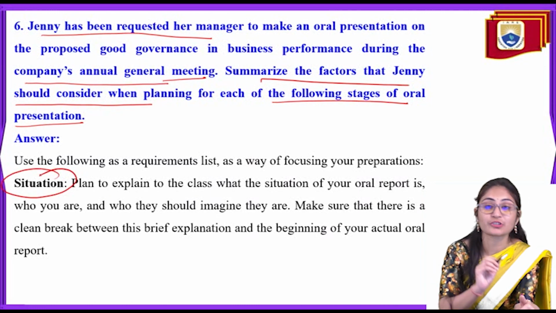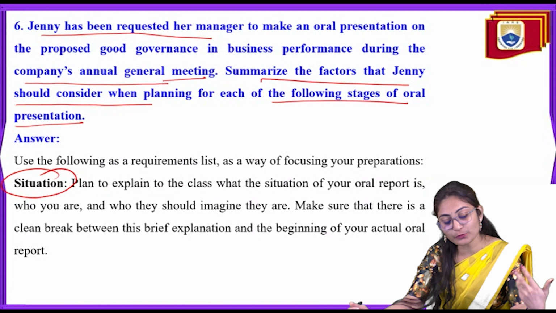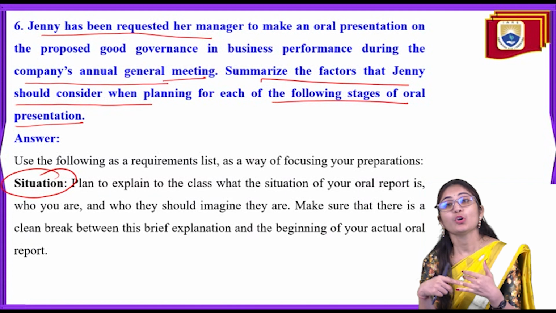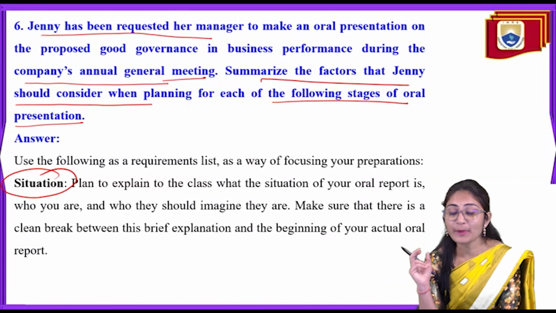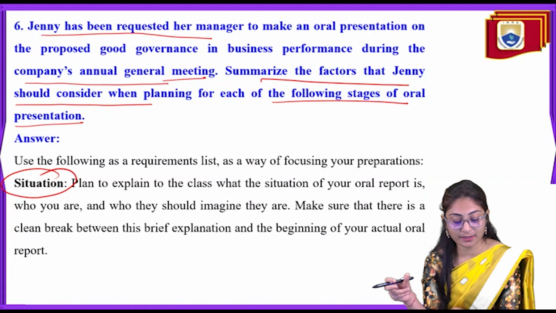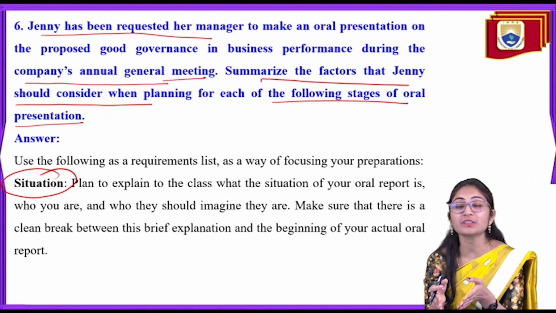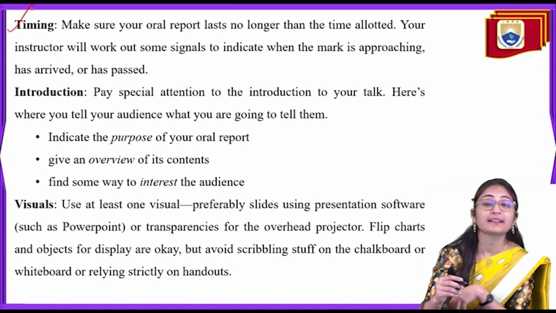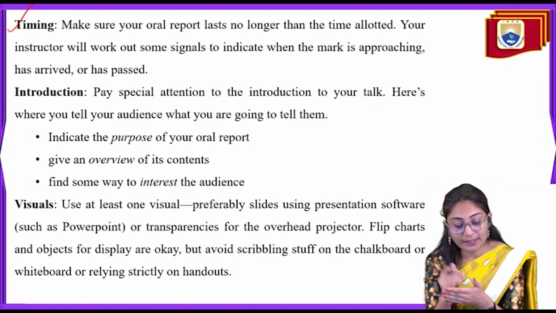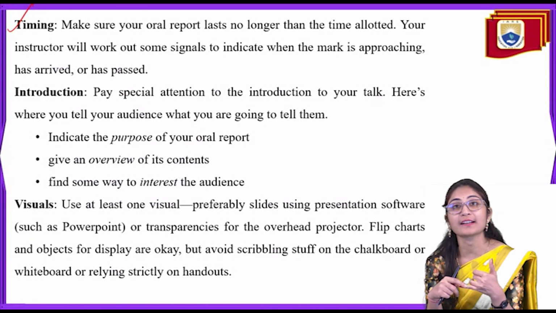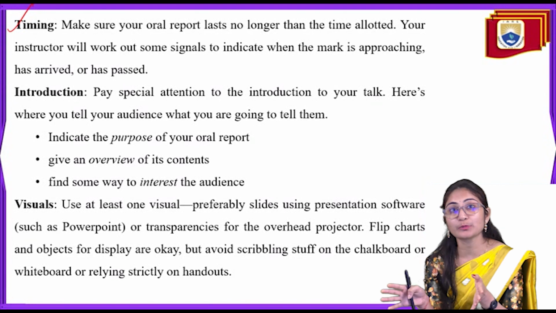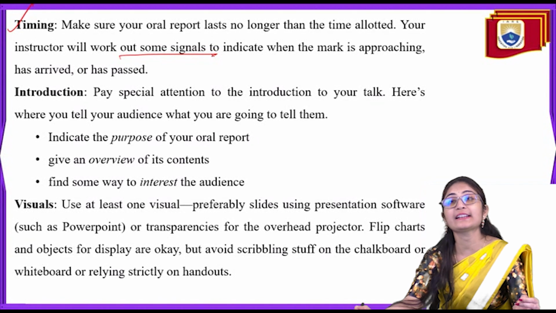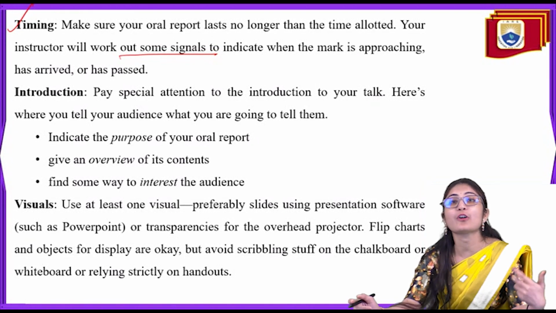First, you have to check for the situation. Plan to explain to the class what the situation of your oral report is, who you are, who they should imagine they are. Make sure that there is a clean break between the brief explanation and the beginning of your actual oral report. Then next one, timing. Here you have to make sure your oral report lasts no longer than the time allotted. Your instructor will work out some signals to indicate when the mark is approaching, has arrived or has passed.